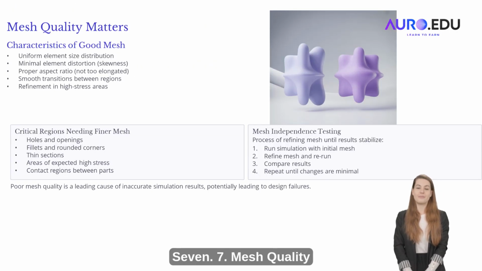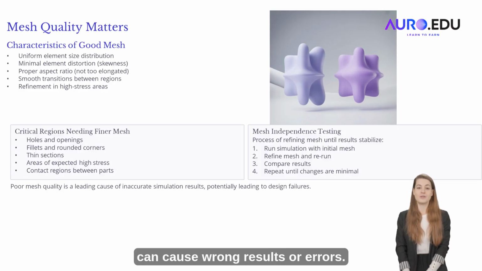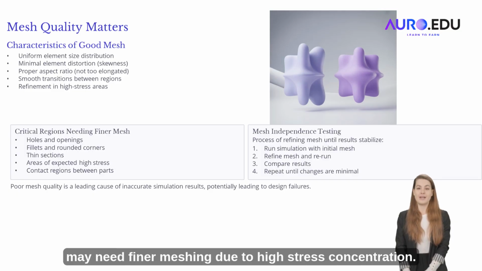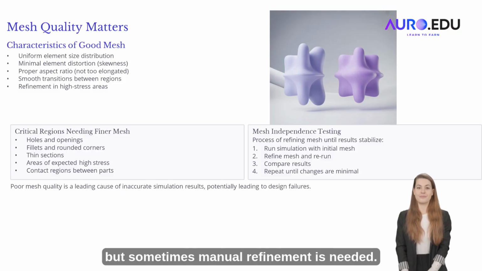7. Mesh quality matters. Good mesh quality ensures reliable simulation. Bad mesh with skewed or distorted elements can cause wrong results or errors. Some areas like holes or fillets may need finer meshing due to high stress concentration. Automatic meshing tools help, but sometimes manual refinement is needed. Mesh independence testing ensures that further refinement doesn't change the outcome much.